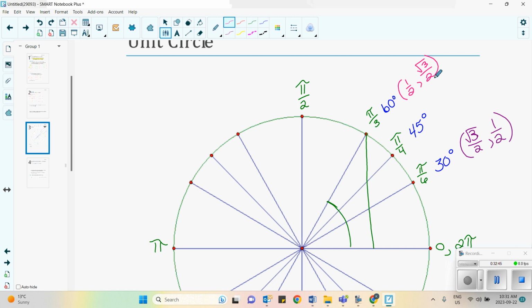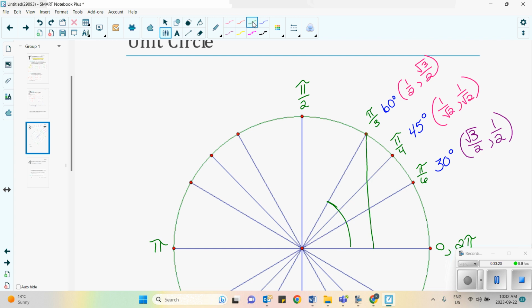Okay, 45. 1 over root 2 and 1 over root 2. If you can remember quadrant 1, you can math everything else out in this circle, because we are going to do these points for everywhere. Okay? Kind of. But there's some rules to it.